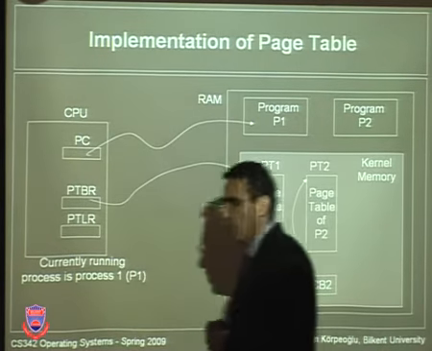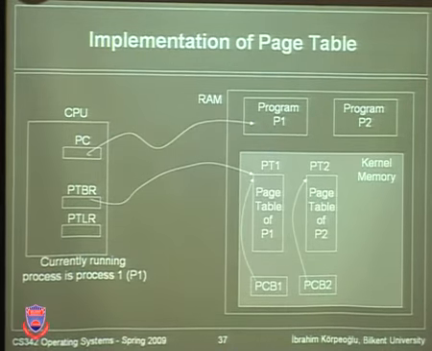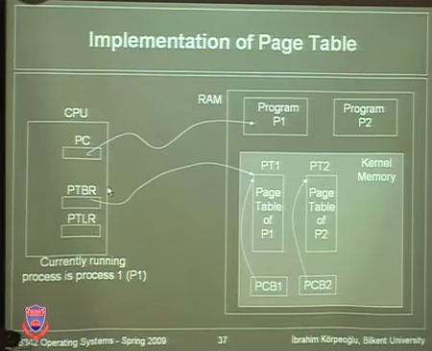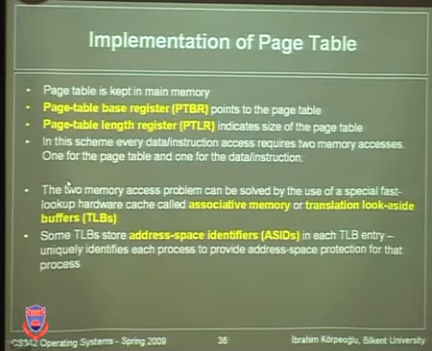So how can we speed up, so that we don't have to go to the page table for every translation? What can we do? We can apply the caching idea, right? We can cache the translations. That is actually a cache called translation lookaside buffer that can be sitting somewhere in the CPU, okay? So we can solve this problem by using a special fast lookup hardware cache called associative memory or translation lookaside buffer, TLB. So then what do we store in the TLB?